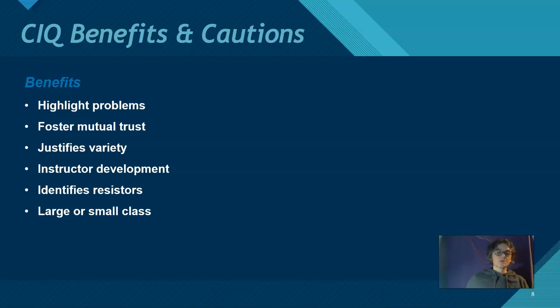CIQs can suggest possibilities for instructional strategies and development, benefiting the instructor. CIQs can identify if resistors, and there's usually a couple in every class, are in the majority or the minority. If they are in the majority, the CIQ should probably be taken back to the drawing board. And CIQs are suitable for large or small class sizes, although some modification may be needed in the administration of the CIQ when in large classes, so it's not overly time-consuming.